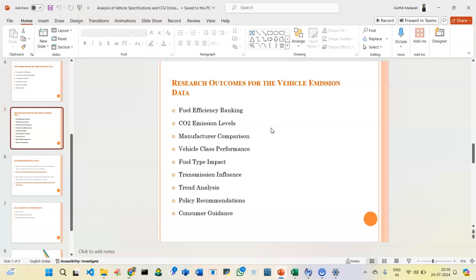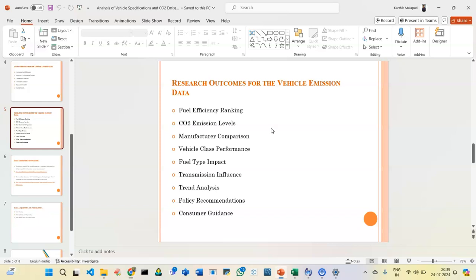The third one is manufacturer comparison, with insights into which manufacturers produce the most fuel efficient and low emission vehicles, offering a comparative analysis across brands like Acura, Audi, Aston Martin, Bentley, BMW.